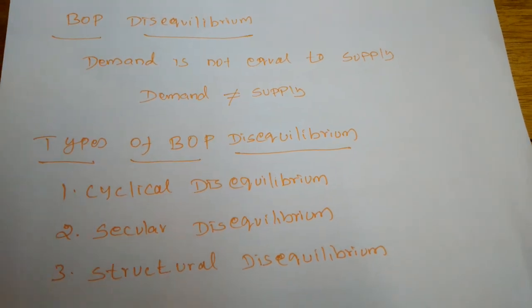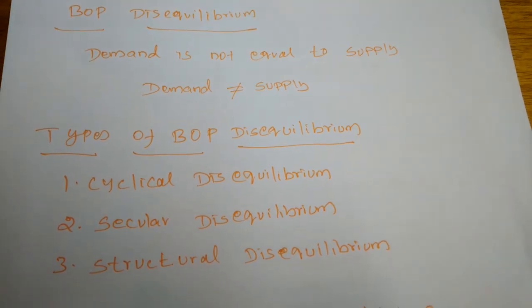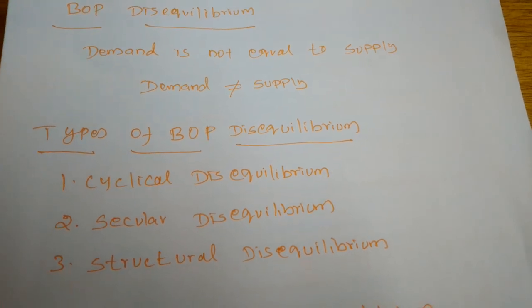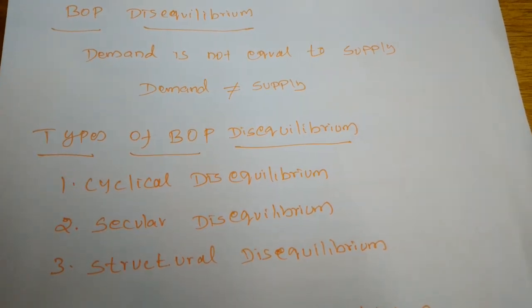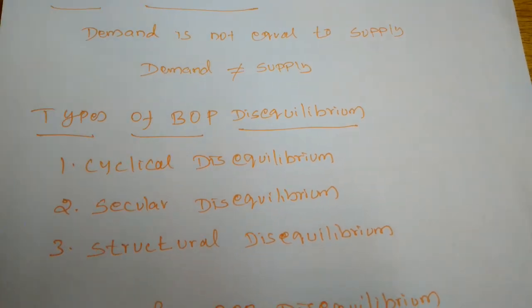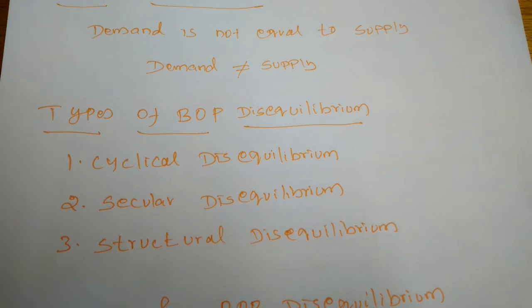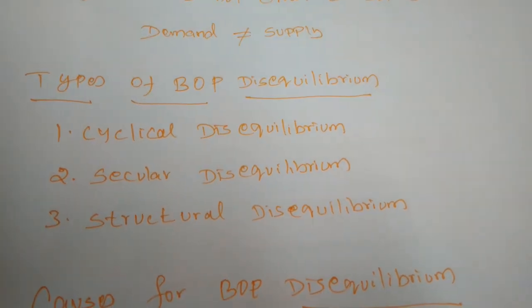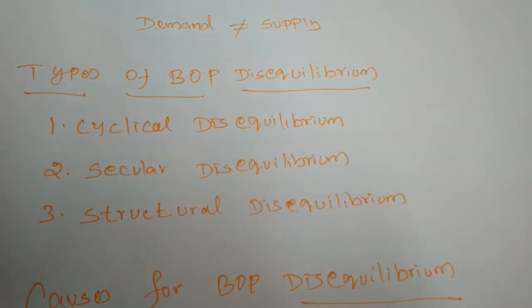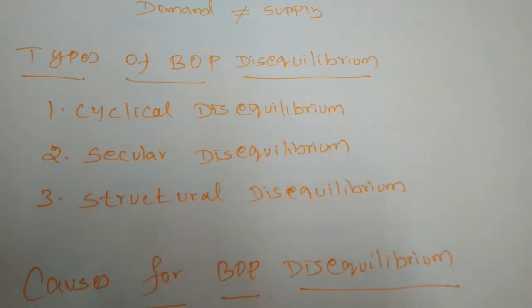Only when the demand is equal to the supply will the balance of payment be favorable for all nations. When the demand is not equal to the supply, the demanded countries have to import more. So the types of balance of payment disequilibrium are also classified as three types: cyclical, secular, and structural.